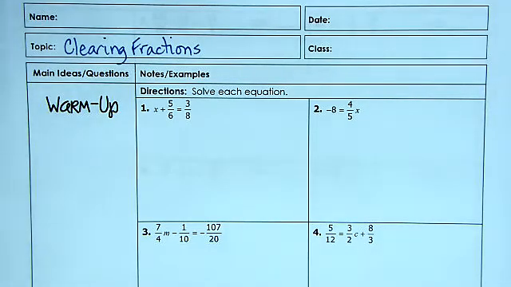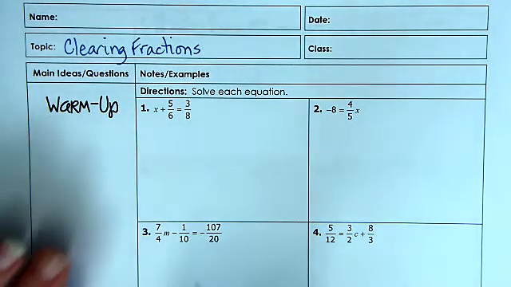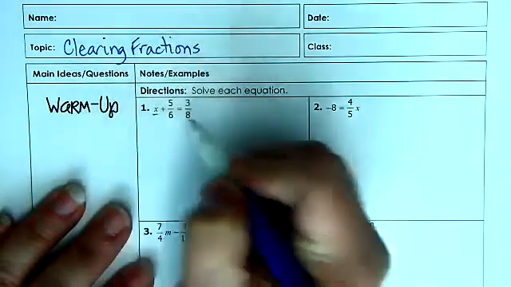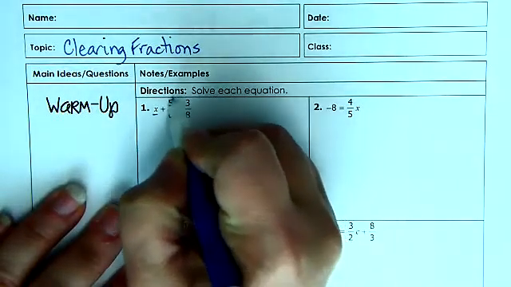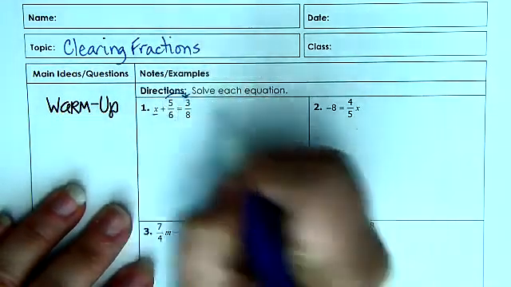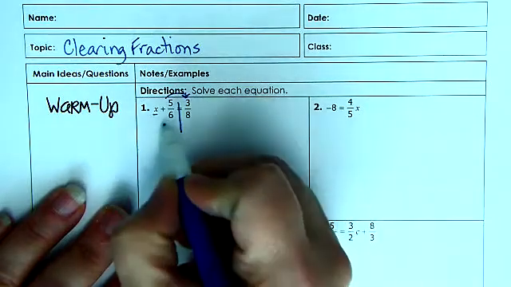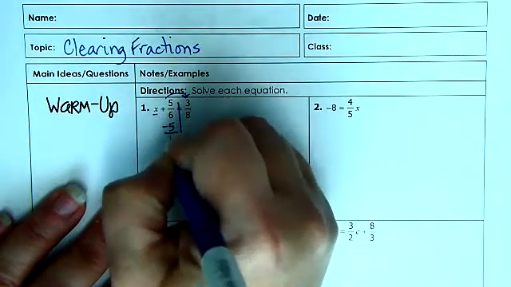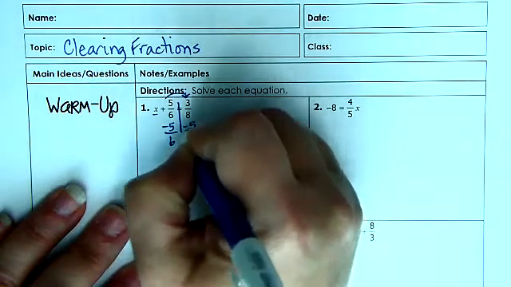Guys, so today we're covering clearing fractions. So the first problem I'm going to do, I'm not going to clear the fraction, we're just going to work it just like normal. So if I look at number 1, in order to get the x by itself, I have to move the 5/6 to the opposite side of my equation wall. Well, it's connected by addition, so I have to subtract 5/6 from both sides.